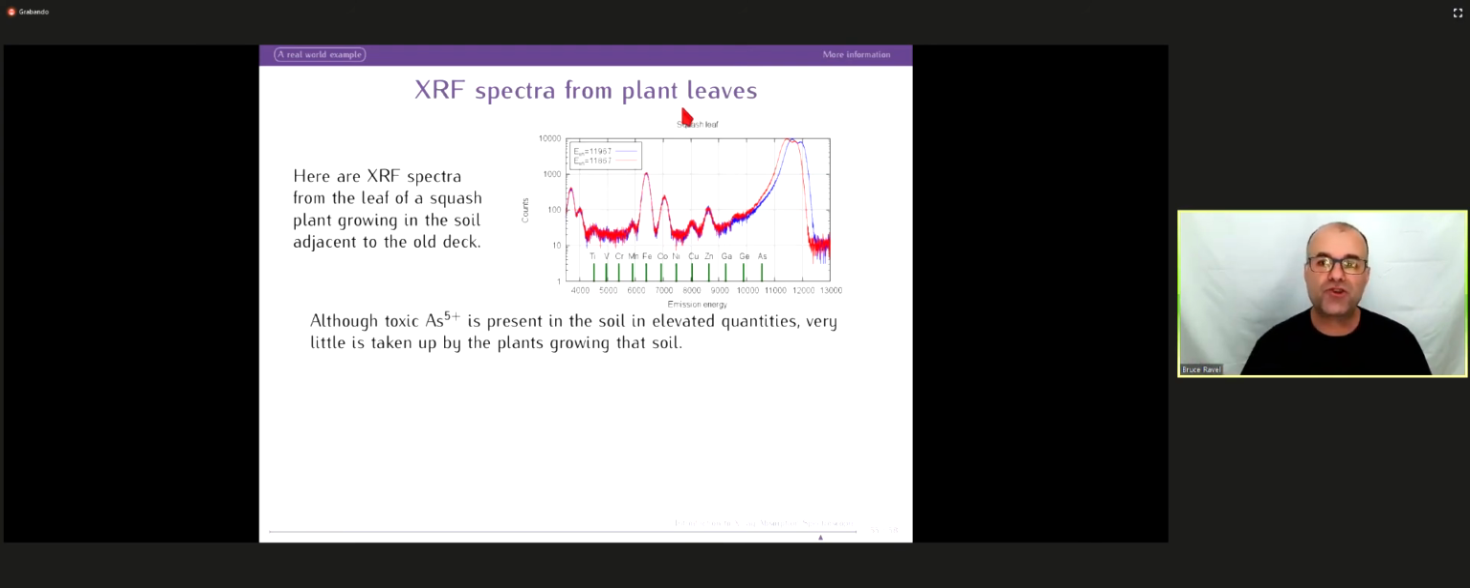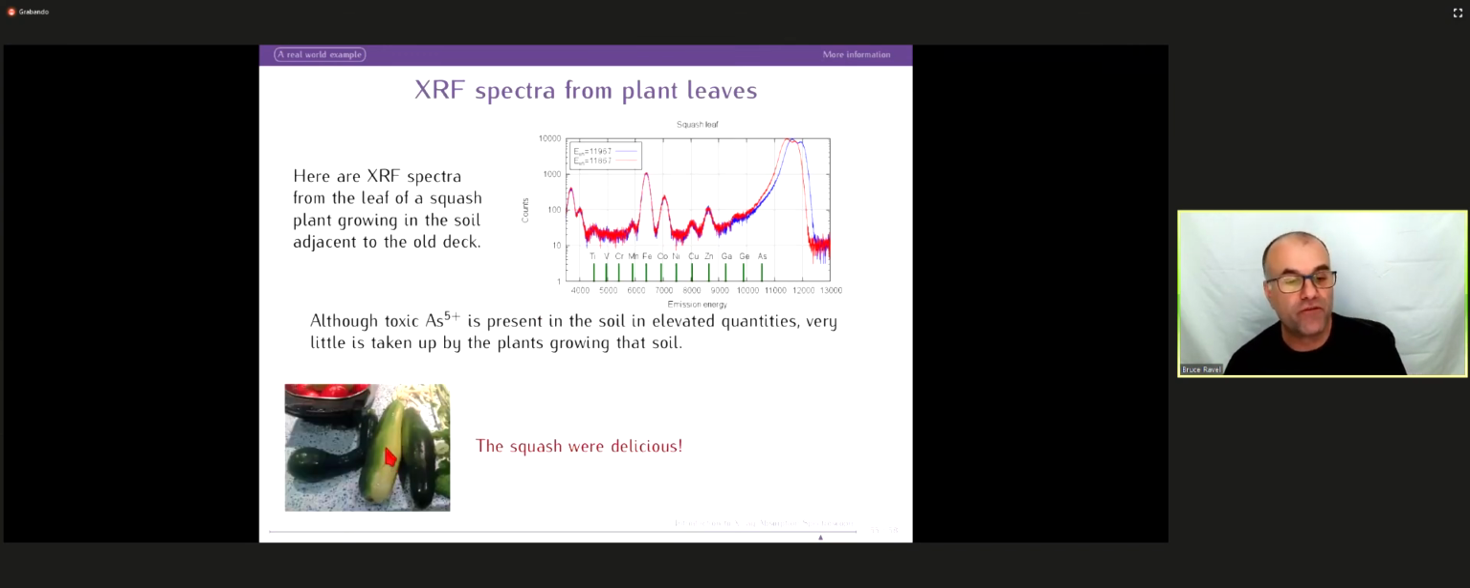What I'm showing you is spectra taken on the leaf of a squash plant growing in that spot in my garden. And I'm showing you the spectra measured above and below the absorption edge to try and make it clear if there's an arsenic peak. And to my eye, there's no evidence of arsenic in the leaf of the squash plant. So even though toxic arsenic 5+ is elevated in the soil where the squash is growing, there doesn't seem to be elevated amounts of arsenic in the leaf of the squash plant.